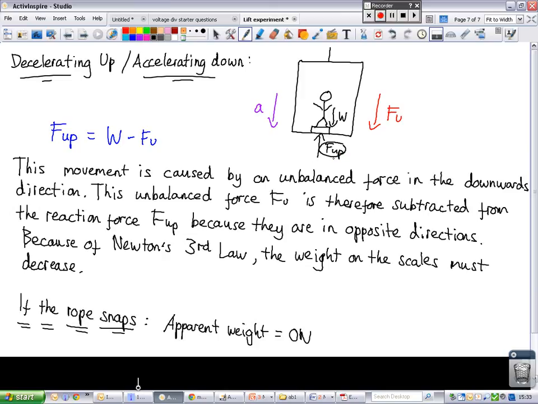The last one that we looked at was if the rope snaps. The rope snaps and leaves you and the scales and everything in the lift going downwards at the same rate, so the forces are balanced and your apparent weight is 0.